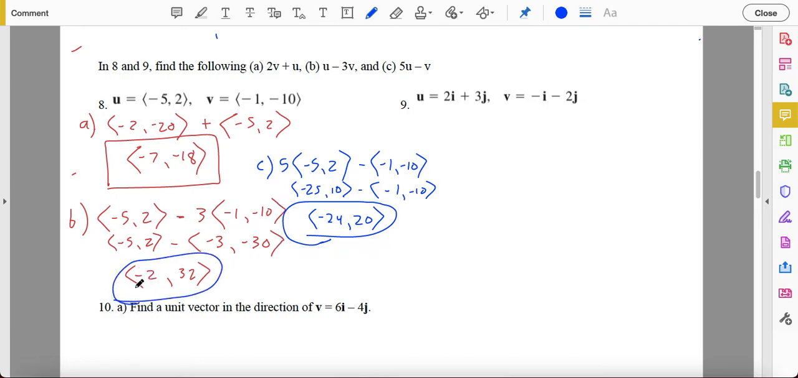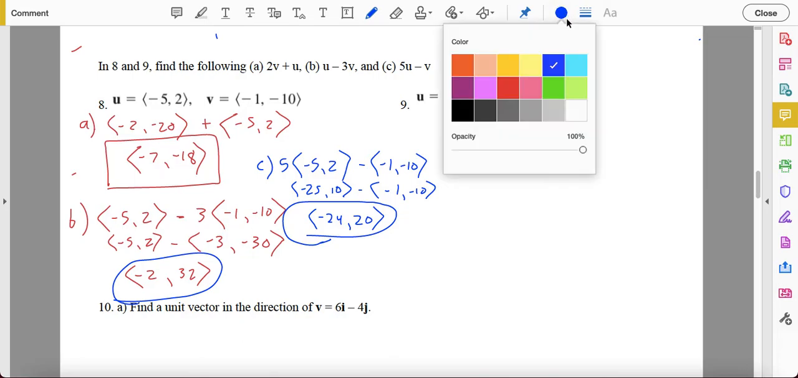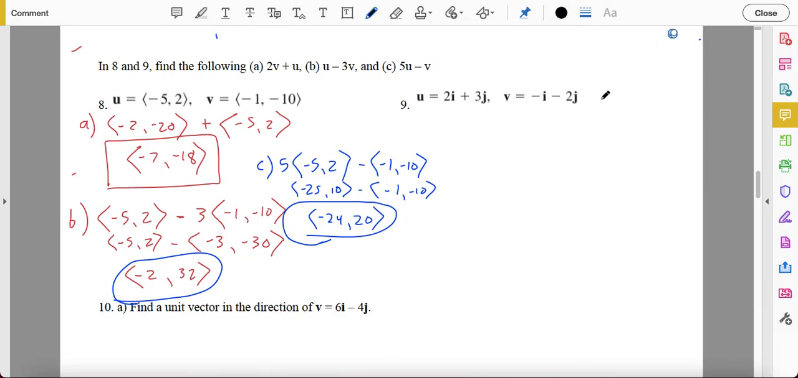All right, same thing goes for these. It's just these vectors start out in terms of i and j rather than in component form, although it still communicates the same idea. So remember, the vector 2i plus 3j is the same thing as the vector in component form, that's 2, 3. So again, same thing.